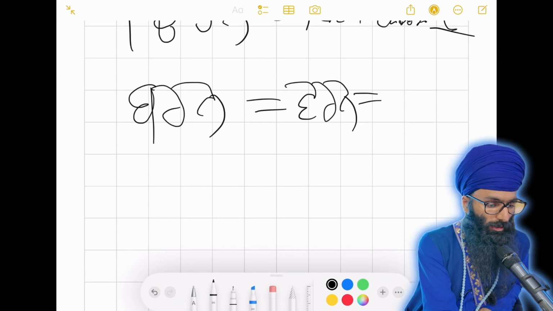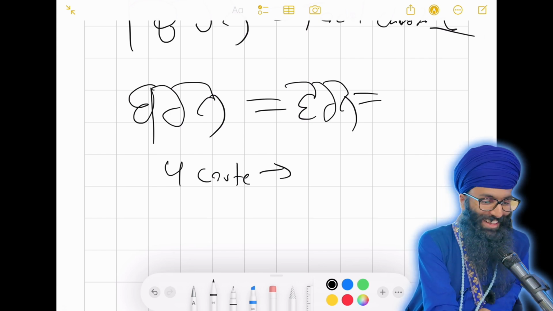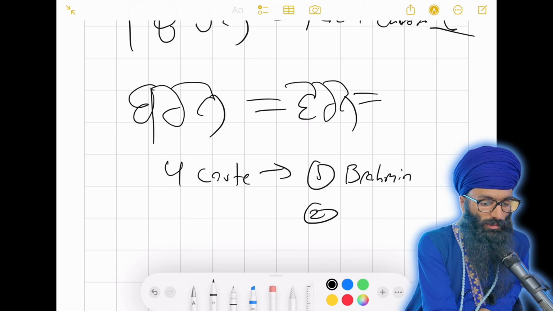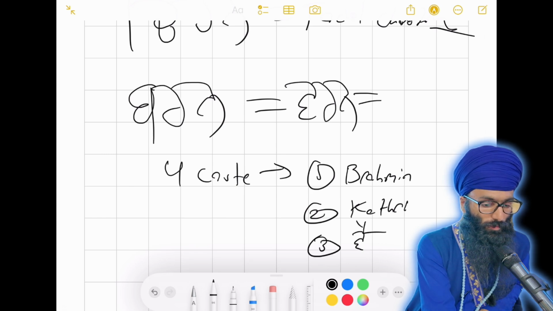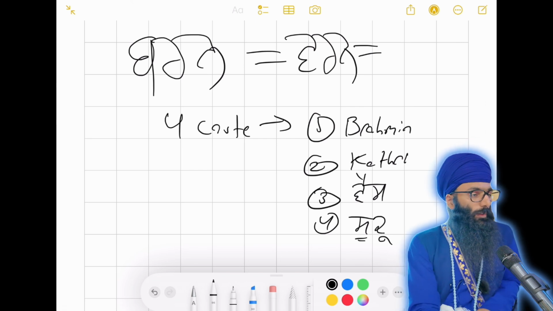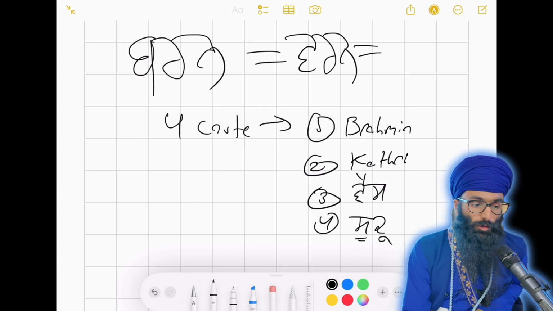You guys know what they are? Kind of? Okay. So the first one is called Brahman. The second one is called Khatri. The third one is called Vas. And the fourth one is called Sudra. Okay, Brahman, Khatri, Vas, Sudra. Okay, these are the four caste systems, the four varans.